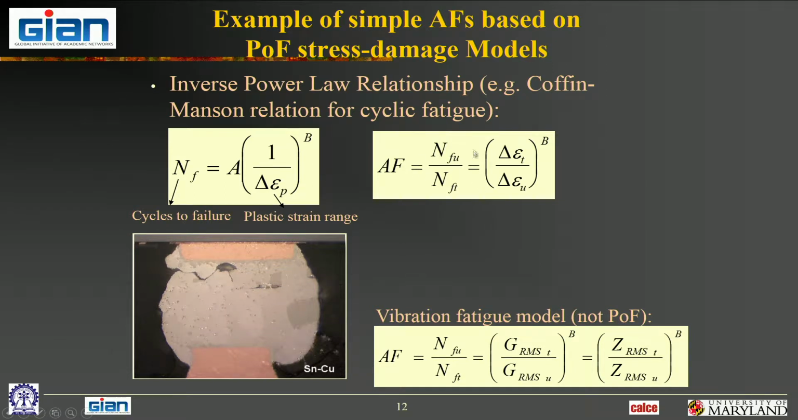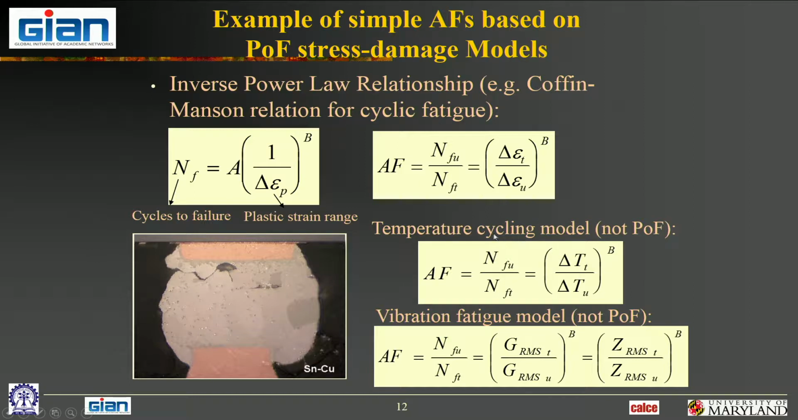This is cycles to failure under the strain in the test condition and strain in the use condition. This is cycles to failure in use, cycles to failure in test. So when you divide one by the other, you get this relationship. Once again, one material constant canceled out, one material constant stays in the relationship. Okay.